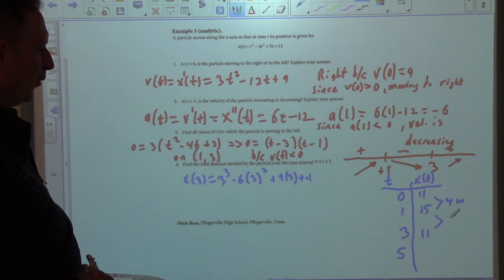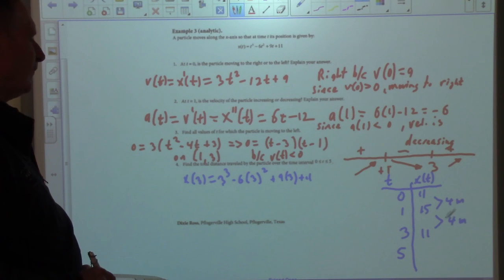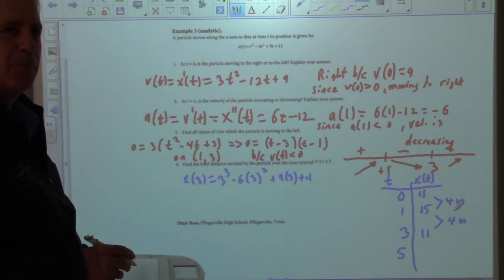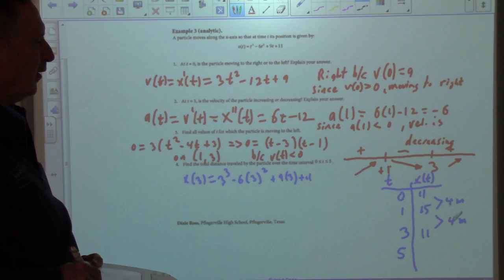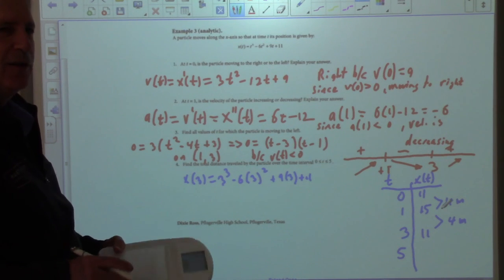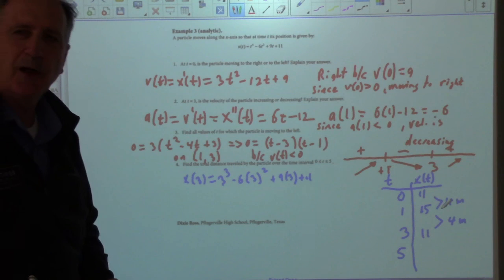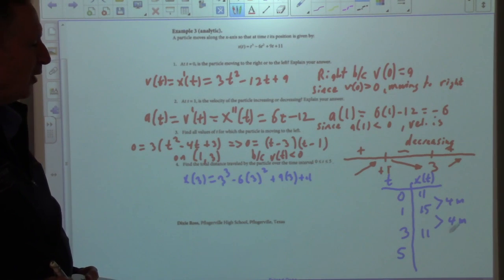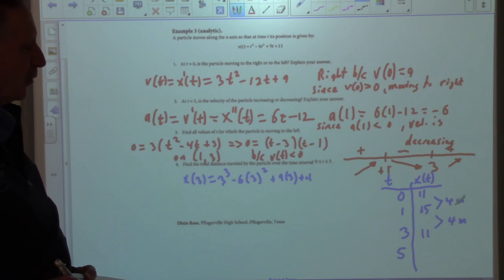So how many meters did we travel? 4 meters. Did we travel negative 4 meters? Yeah, we did, but we're interested in total distance traveled, right? So you put negative 4, but you're interested in the absolute value of that. This is 4 meters traveled is what I'm putting.